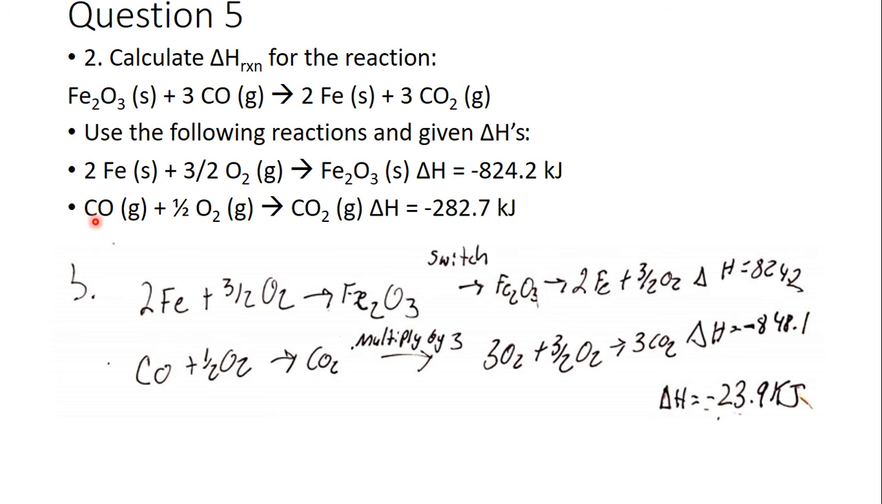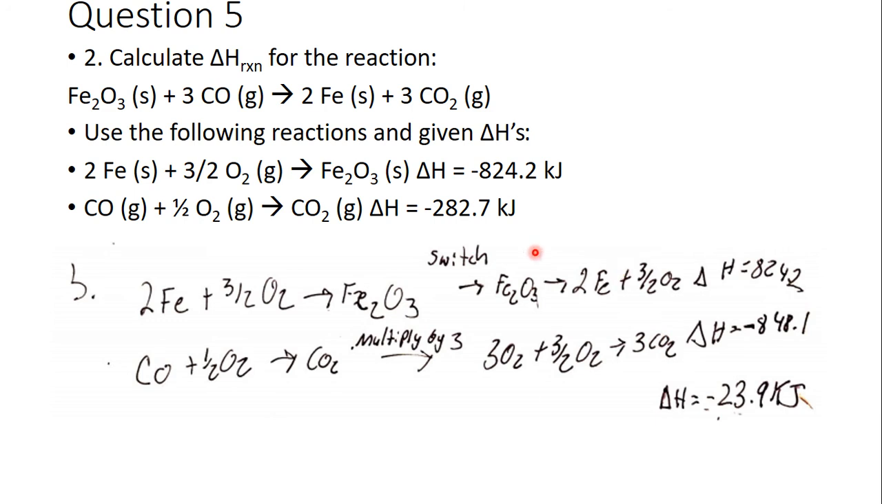All right, let's look at our second equation. We have 3CO, but only 1 CO here. So I have to take this bottom equation and multiply it by 3, and when I do that, I multiply my delta H by 3 as well. Now I can add these two equations. When you're adding chemical equations, anything on the left side of the arrow stays on the left side of the arrow, and anything on the right side of the arrow stays on the right side of the arrow.